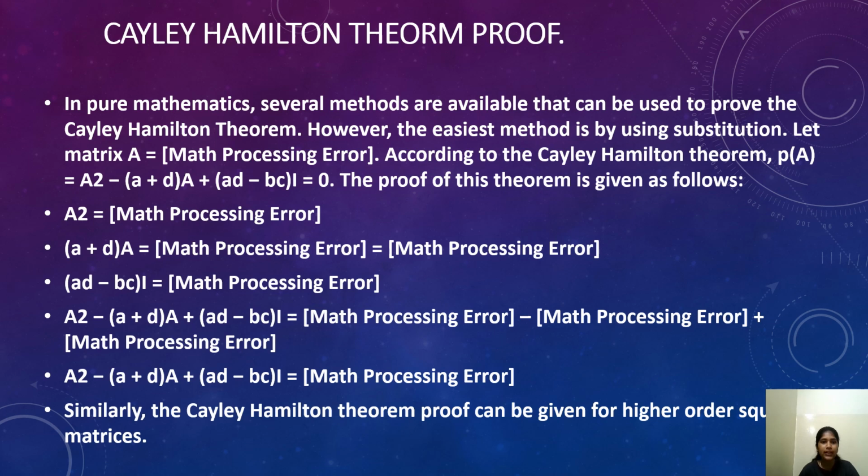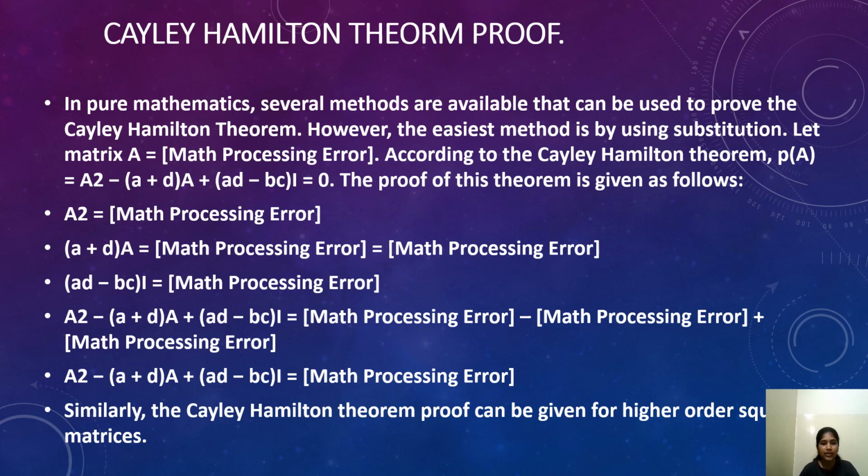Our next topic is the Cayley-Hamilton theorem proof. In pure mathematics, several methods are available that can be used to prove the Cayley-Hamilton theorem. However, the easiest method is by using substitution. Let matrix A be a 2 by 2 matrix with entries a, b, c, d. According to the Cayley-Hamilton theorem, P of A is equal to A squared minus (A plus D) into A plus (AD minus BC) into I, which is equal to 0. The proof of this theorem is given as follows.